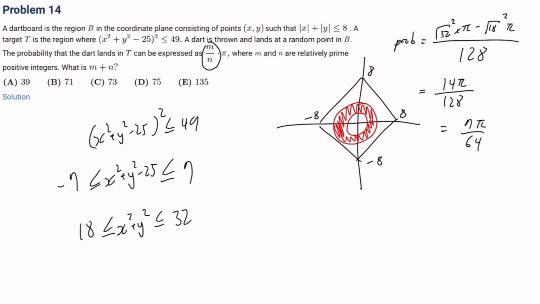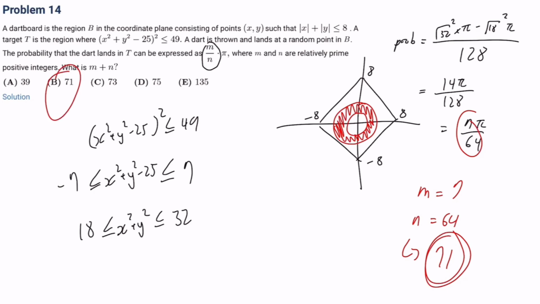And so m over n times pi, we've got those here. So m equals 7, n equals 64. And if you add those, you get 71. And that's the answer, B.